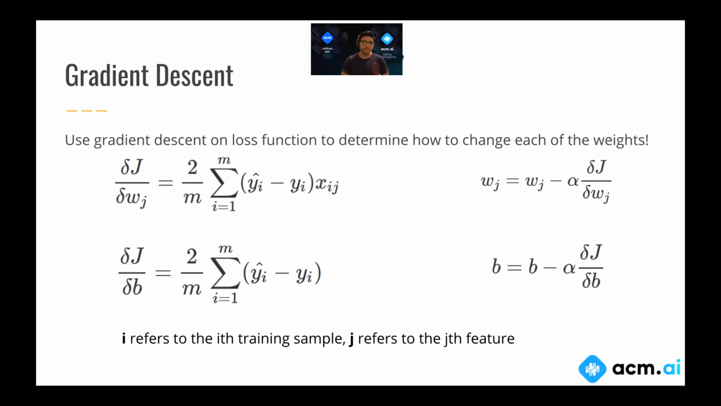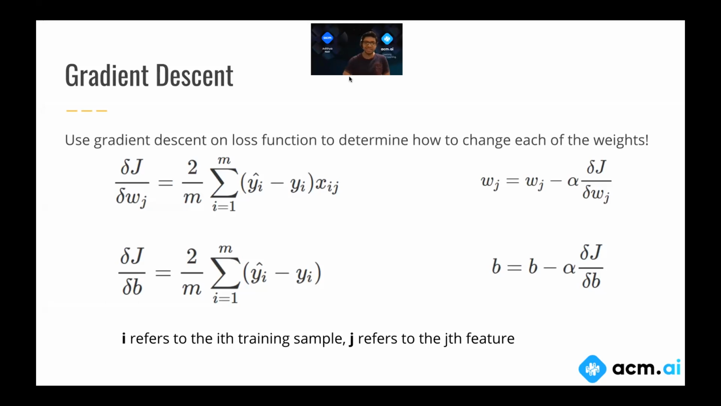And we can use the partial derivatives of the loss function with respect to every single weight and the bias to begin to actually apply the learning process, where as you can see on the right column, we have w sub j is equal to w sub j minus alpha into the partial derivative of the loss function with respect to w j, where alpha is the learning rate, and we use this equation.